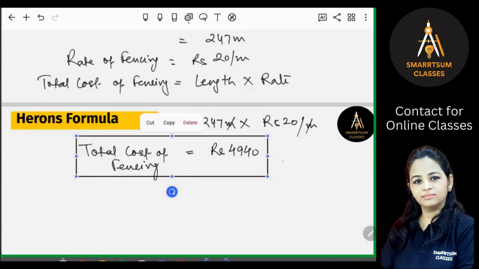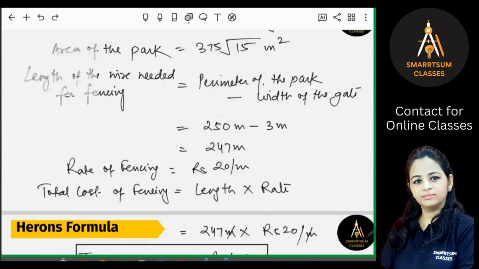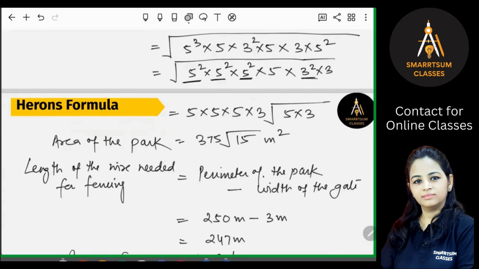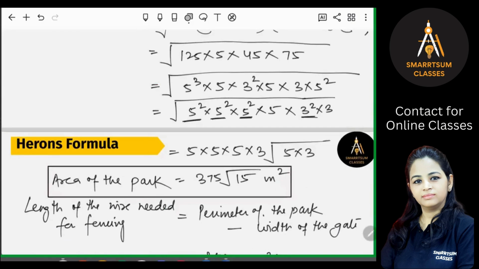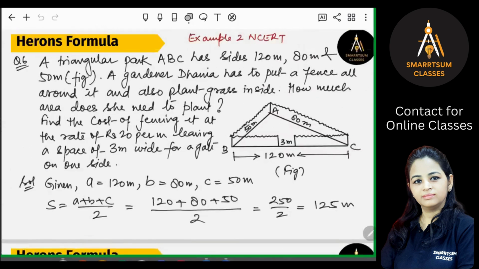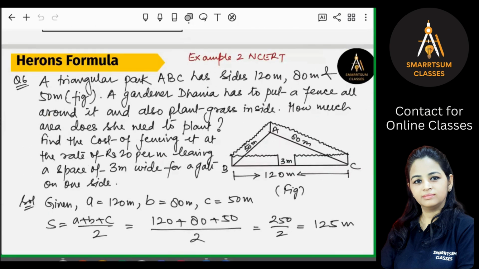One part of your answer, and another part, that what is the area on which she has to plant the grass inside. So that is the area of the park. Okay, this one. Is that clear? So in this way, we have got the area of the park on which grass needs to be planted, as well as the total cost of fencing of the triangular park, leaving this length for the gate, right? So we have done both the parts of this question. So this is example number 2 of your NCERT book. So I hope now you have understood, yes or no? Please tell me.